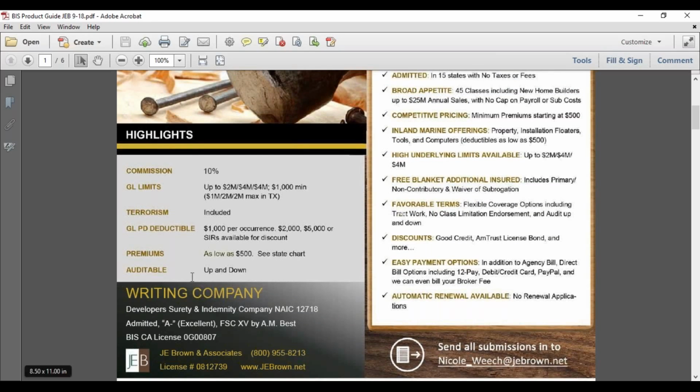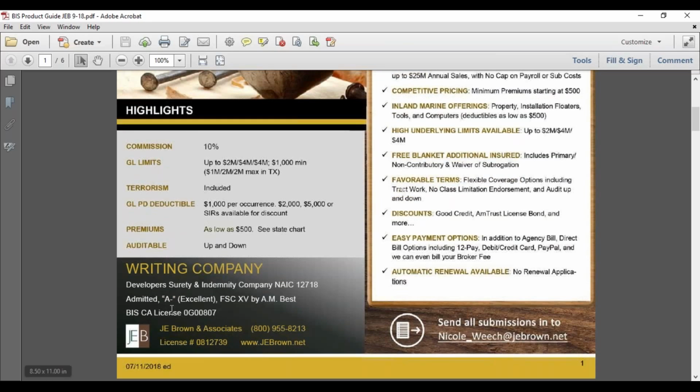Brown bills it. So about us, we are an A- company. The writing paper is Developer Surety and Indemnity Company, and we are actually owned by AmTrust, and you'll see that when we talk about the discounts.